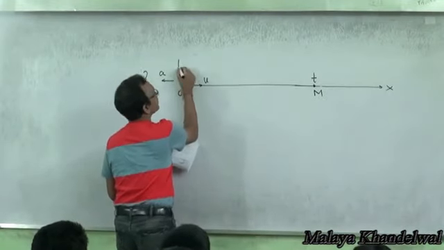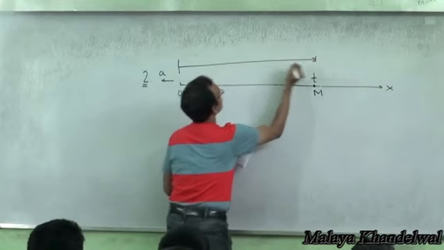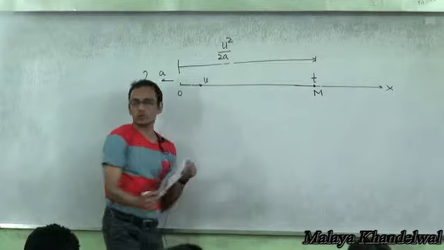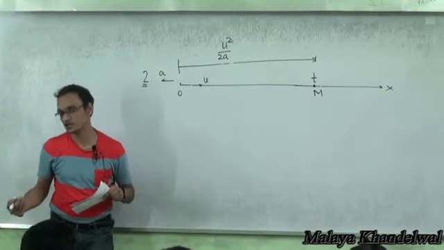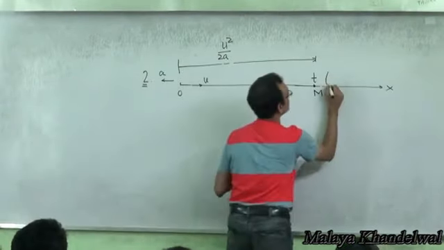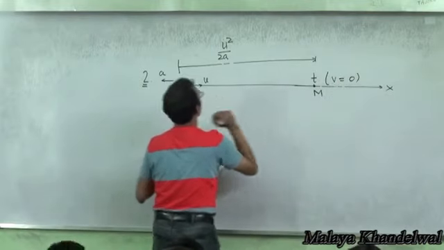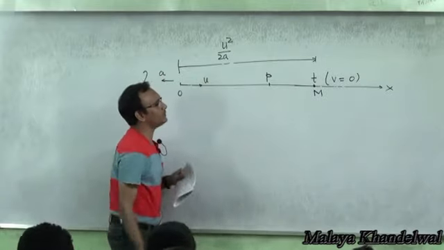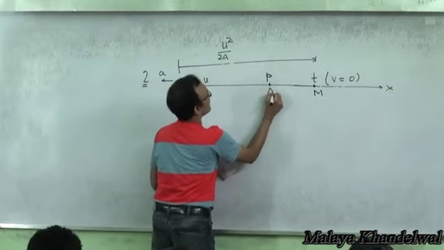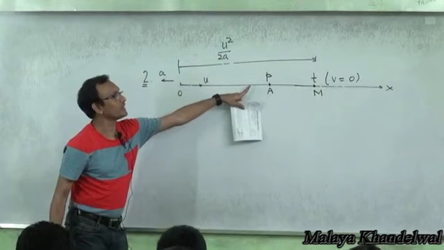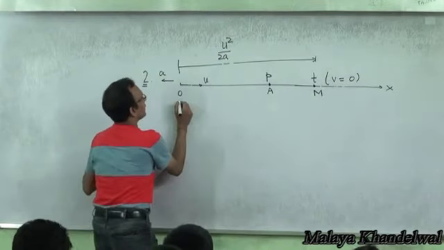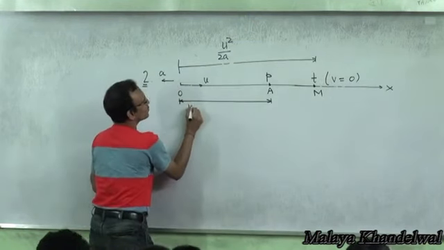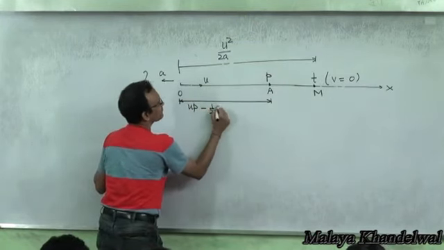And very clearly, this distance OM would be u squared by 2a. U squared by 2a is this distance. Yes or no? Right? Because the velocity here becomes 0. Now, there is an instant of time p when the particle is, let's say, at A. And OA then would be up minus half a p squared.